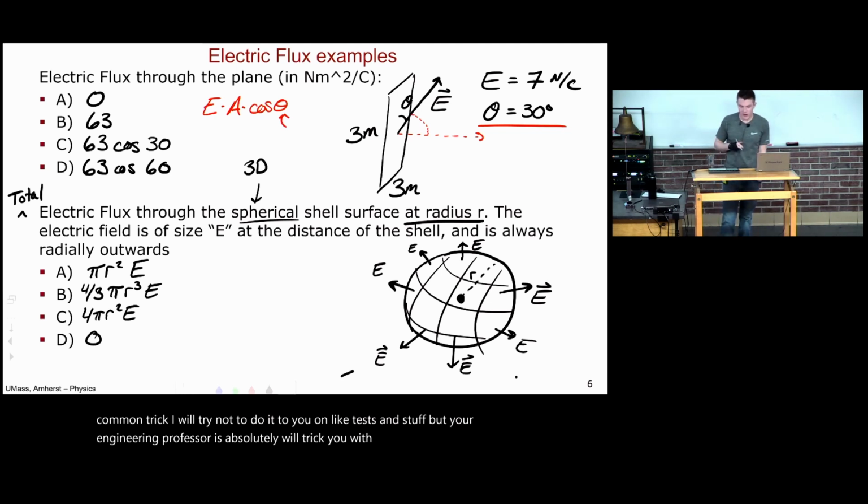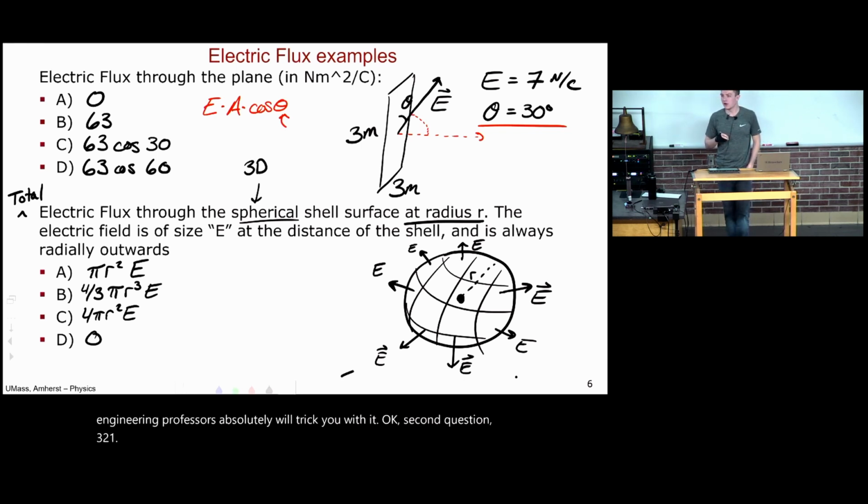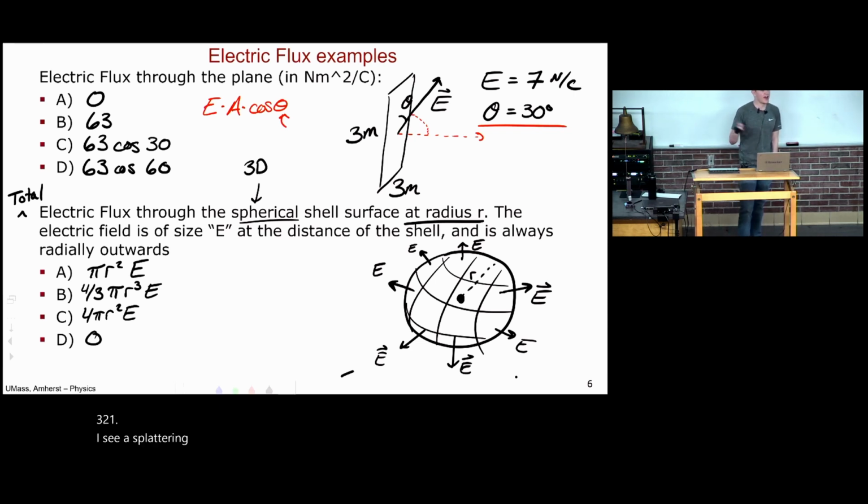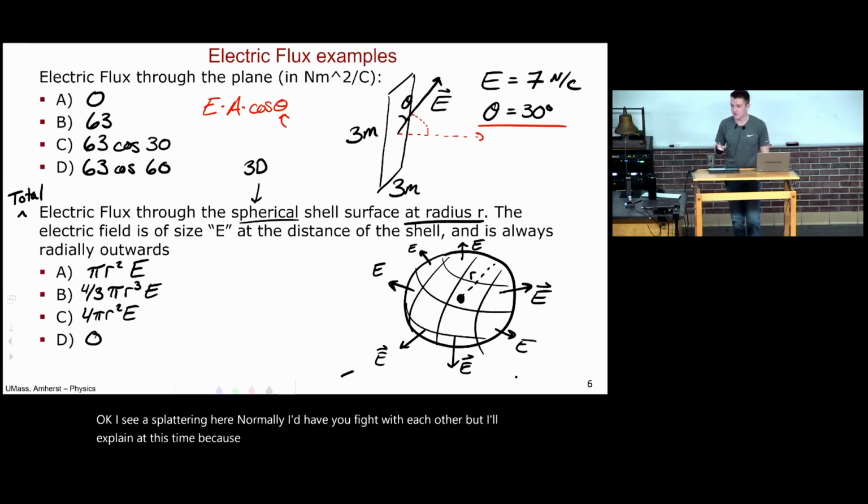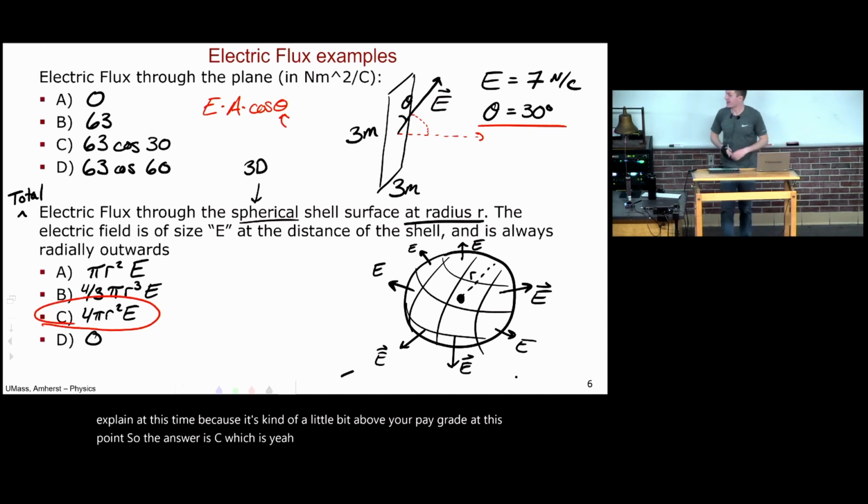Okay, second question. 3, 2, 1. Okay, I see a splattering here. Normally I'd have you fight with each other, but I'll explain it this time because it's a little bit above your pay grade at this point. So the answer is C.